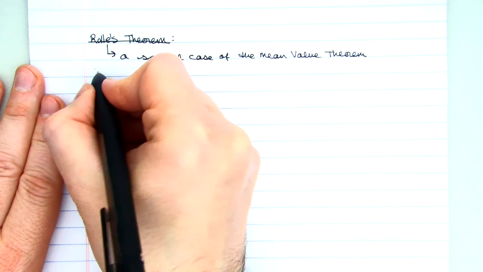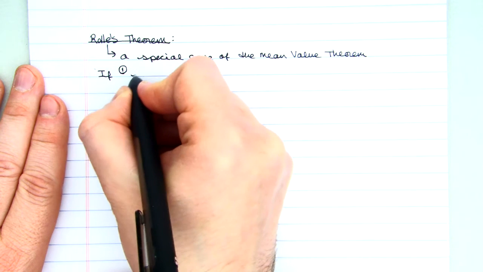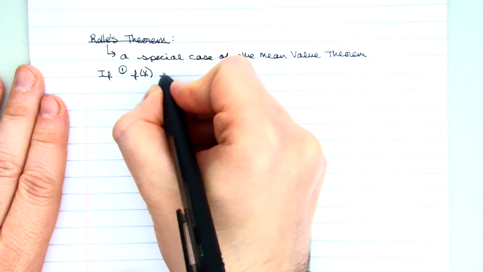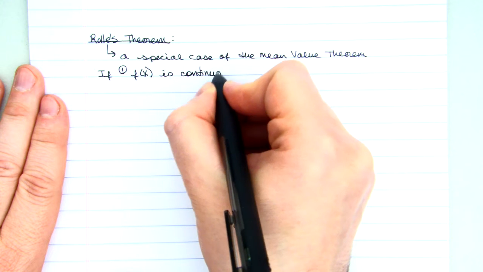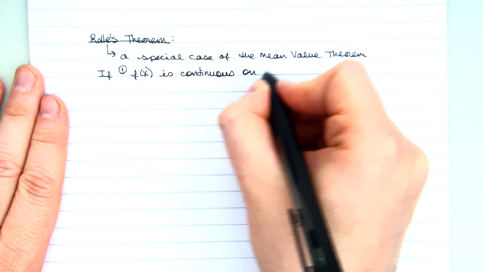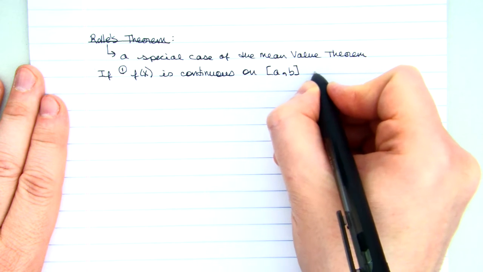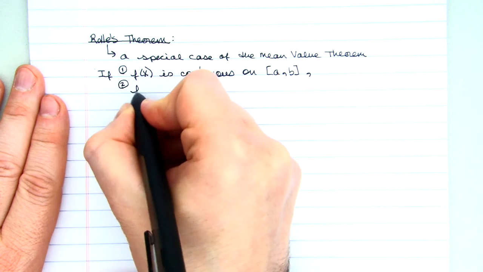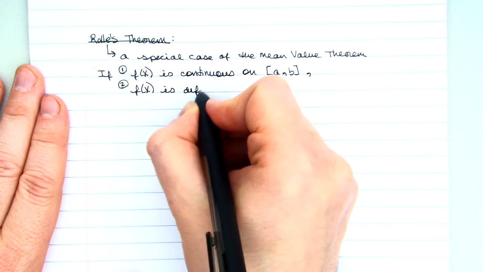And here's what it says. If, number one, we have a function that's continuous on a closed interval. If f of x is continuous on some closed interval from a to b, along with being differentiable on the open interval from a to b. Same requirements as our mean value theorem.